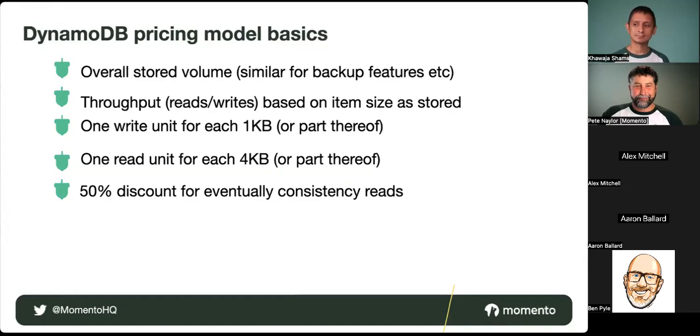The elements involved in your DynamoDB pricing are the overall stored volume, and that's similar for things like backup and restore. It's all about the overall data size. And then there's the throughput, the read and write units. That's based on item size as stored, not necessarily as it goes over the wire, because DynamoDB uses HTTP, so binary data gets base64 encoded and so forth. But as it's stored in the service, and as it's documented.